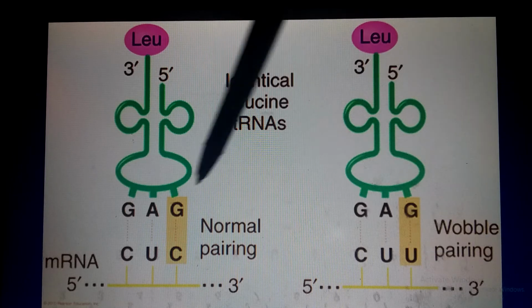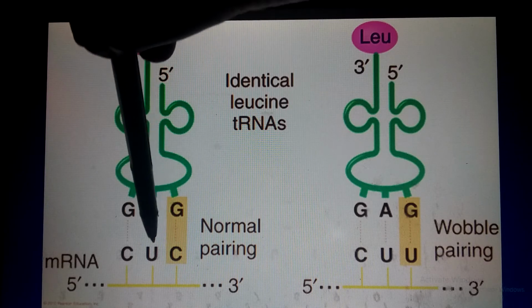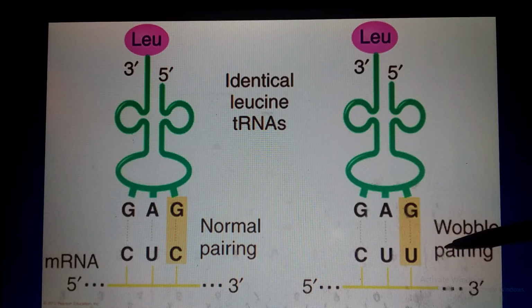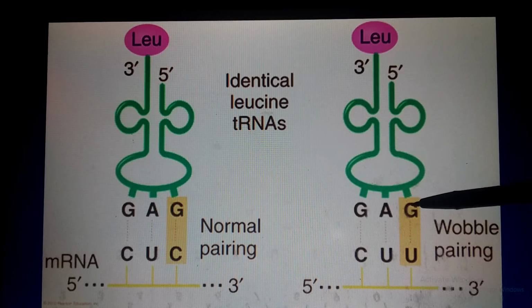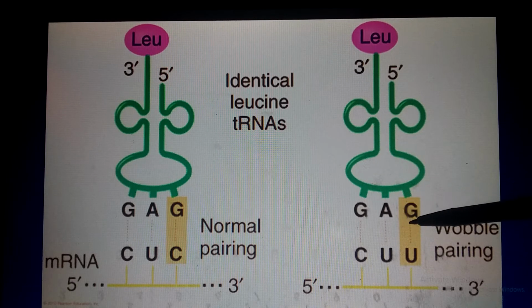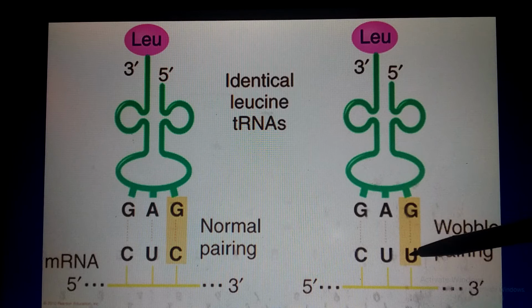Is it clear? Here at the third position, C is present. This is the normal pairing, standard base pairing. But this is the Wobble pairing. In this case, G can recognize U. Means the G can recognize the codon with U at position number 3. Is it clear? So this is the comparison between the normal and the Wobble pairing.